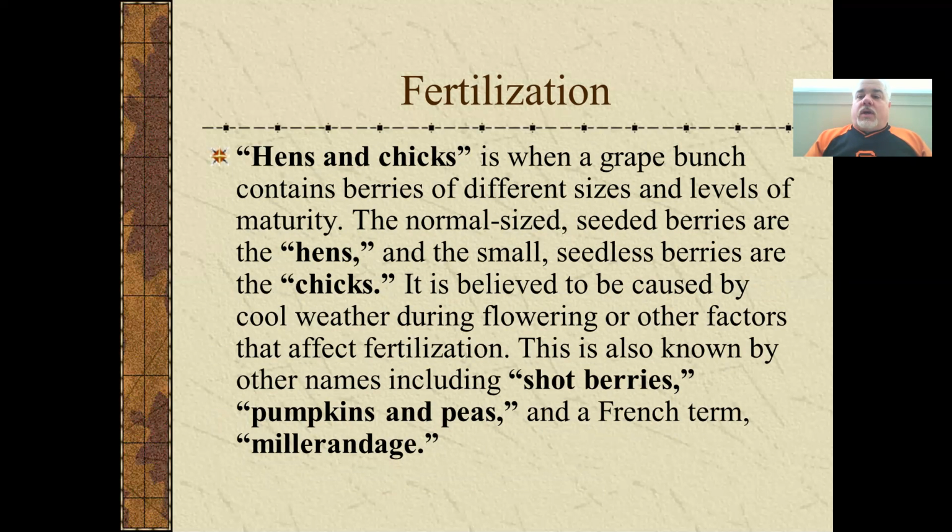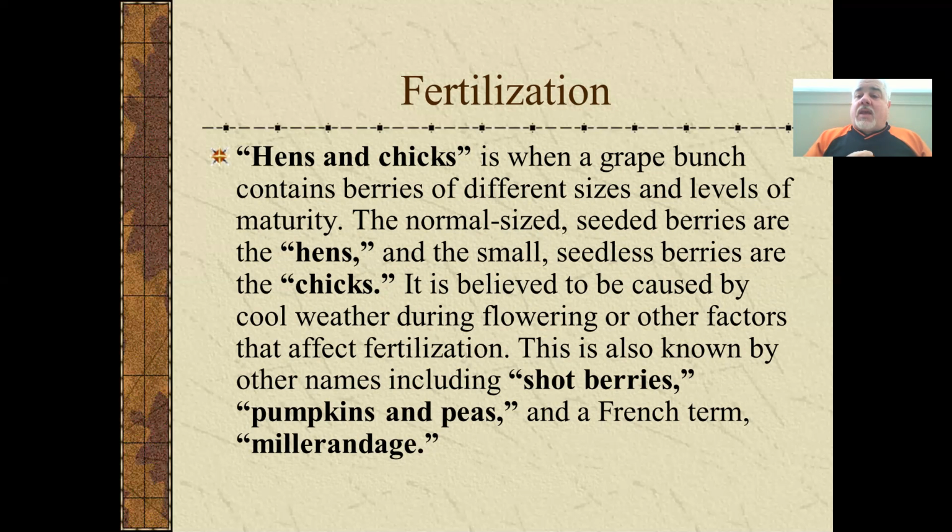When you look at a bunch of grapes, you might call it hen and chicks. It's when the berries of different sizes and levels of maturity are on the same cluster. The normal-sized seeded berries are the hens, and the small seedless berries are the chicks. And it's not a good thing when you have a lot of chicks. You want hens, and the occasional chick in there is not a big deal, but if you've got a lot of them, there was a problem of some sort.